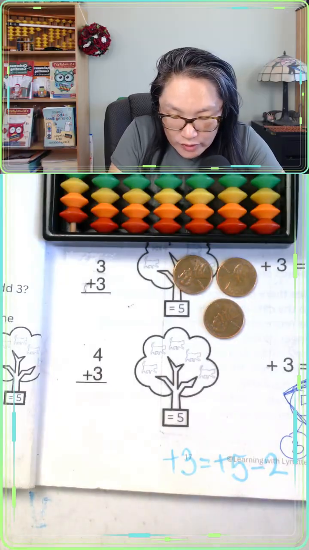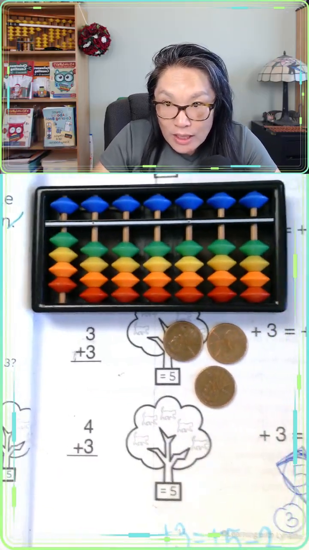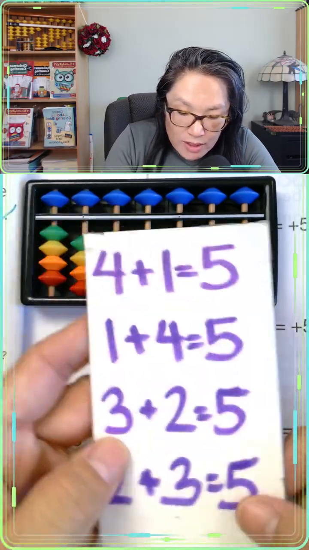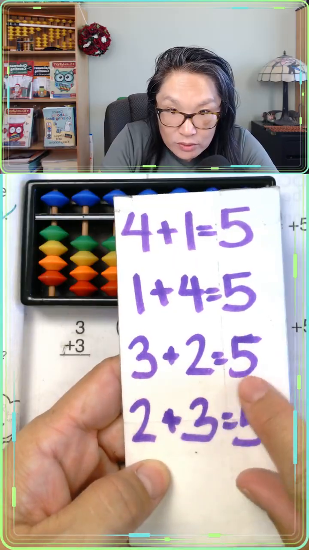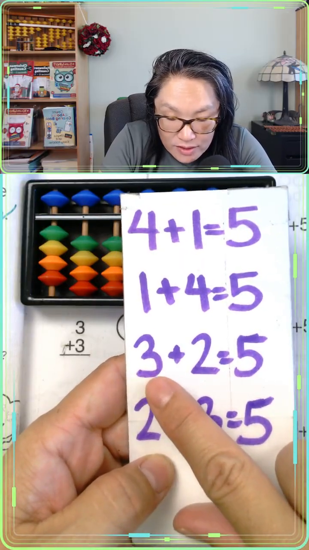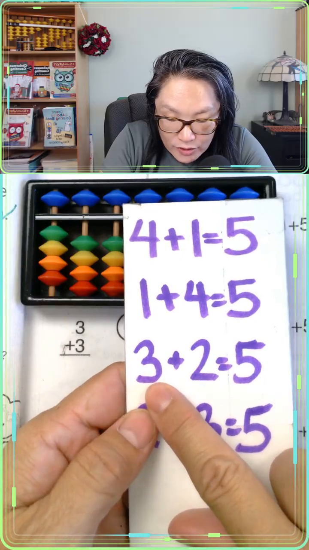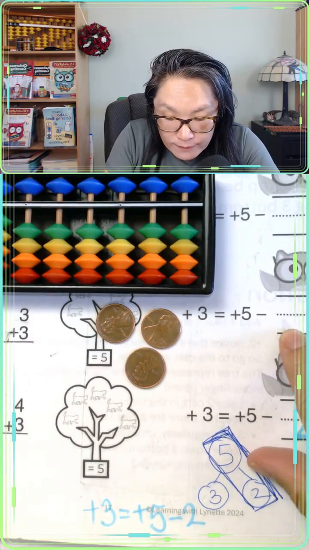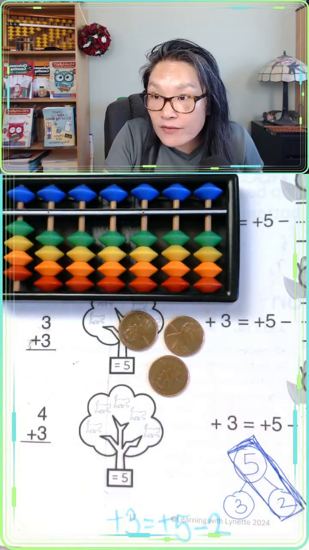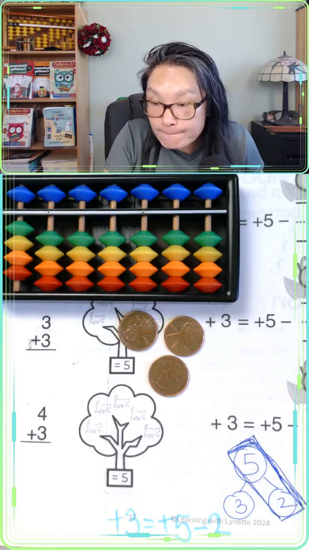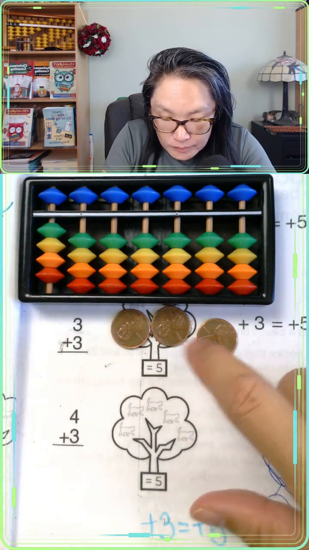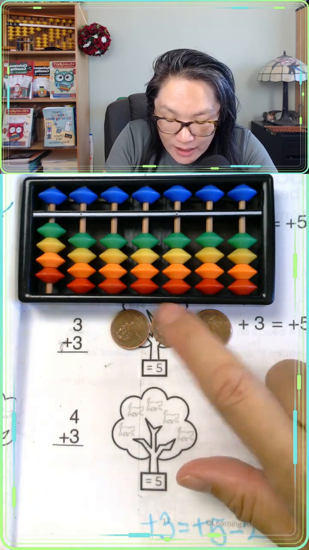So what are we doing? We're not counting up and we're not counting on. What we're doing is we're taking a concept. This concept is 3 plus 2 is equal to 5. We're taking the 3 and we're going to change it. We're going to do some modification. We're not going to add 3 more.